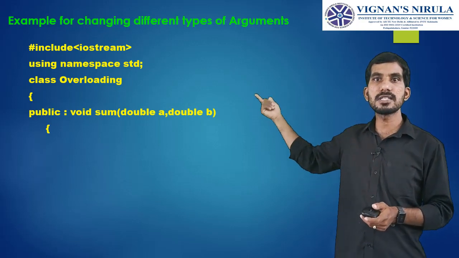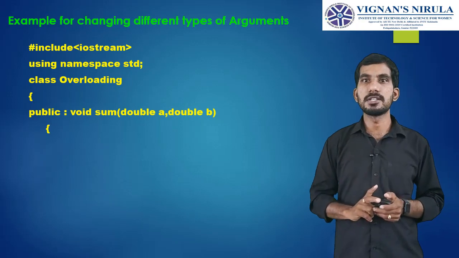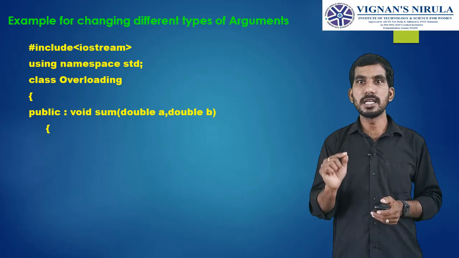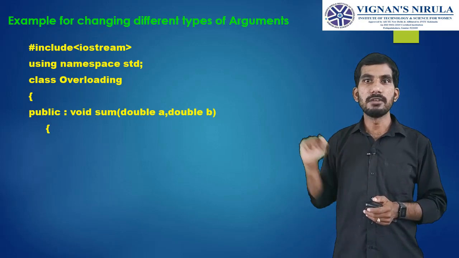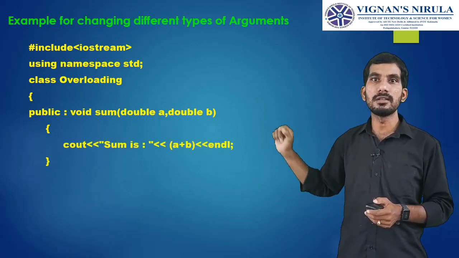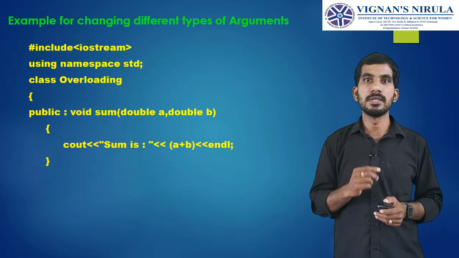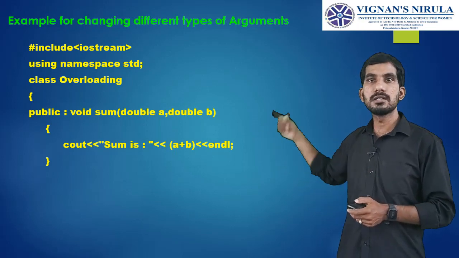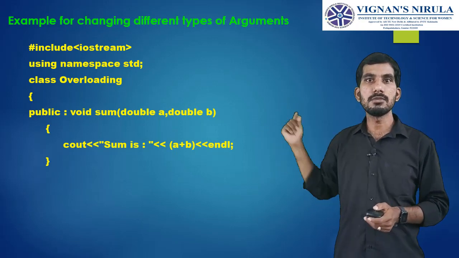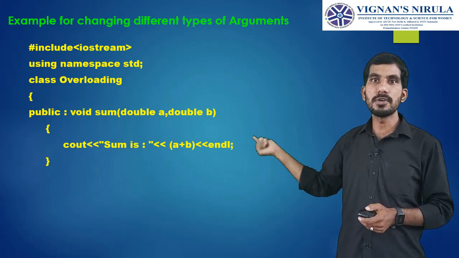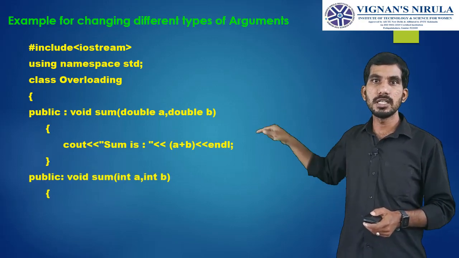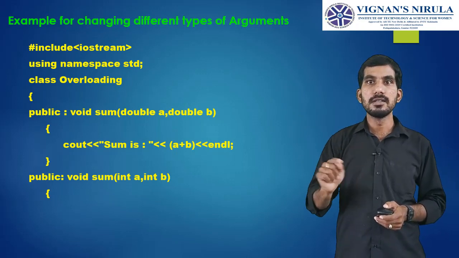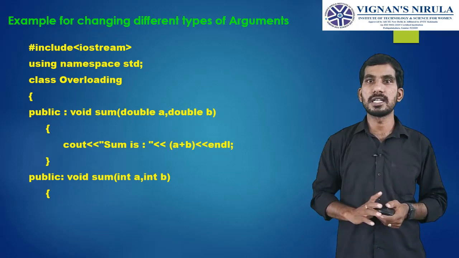In the sum function, the first sum function has two parameters. The two parameters are of the double data type, double A, comma, double B. And within this sum function, I want to add the two double variables, that is A plus B. And finally, closing the function. And then I want to define one more same function. Here the previous function name is sum, and here I want to define the same function with different data types.